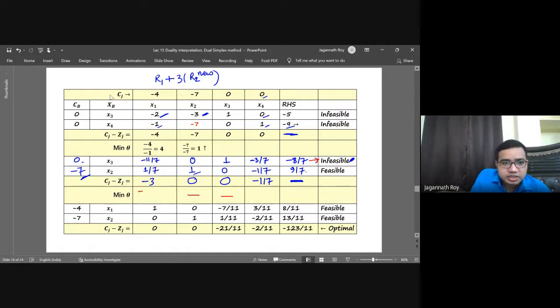So this is the pivot row now. Cj minus Zj, minus 3 divided by minus 11 by 7, so this becomes 21 by 11. And this one is minus 1 by 7 divided by minus 3 by 7, so this becomes 1 by 3.